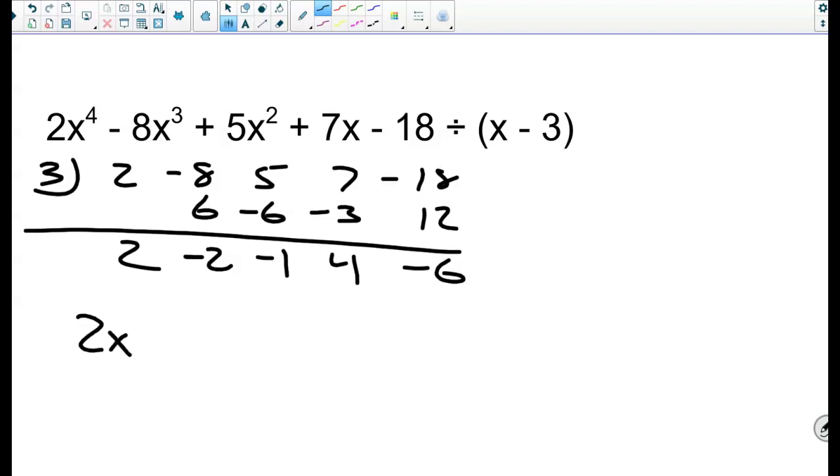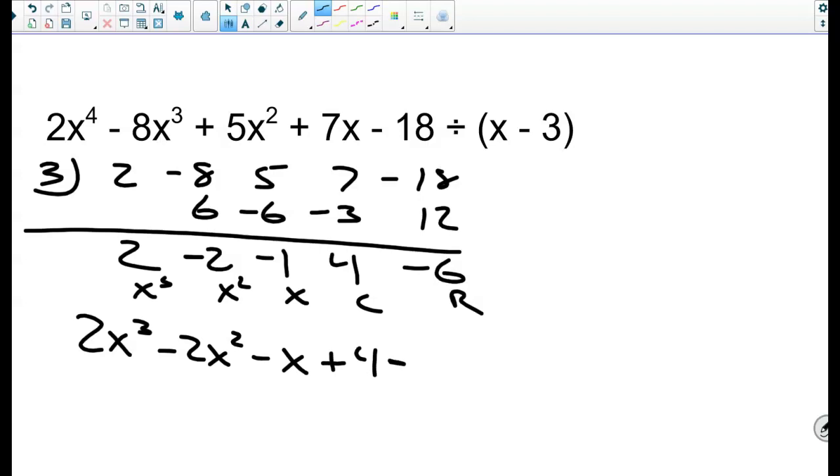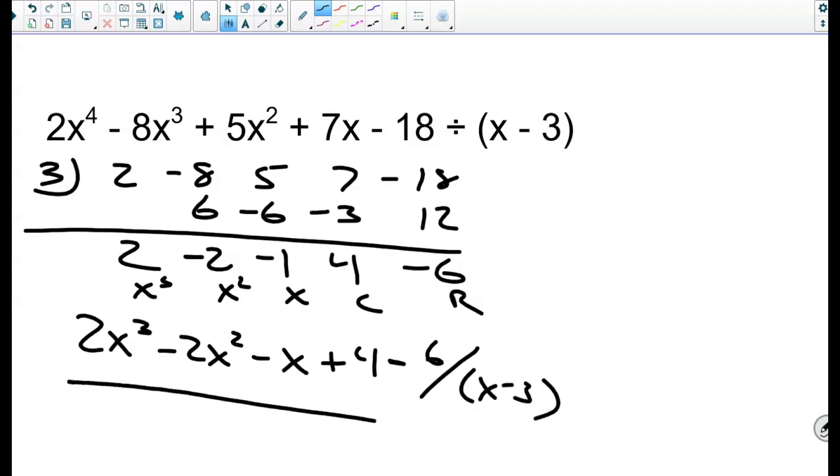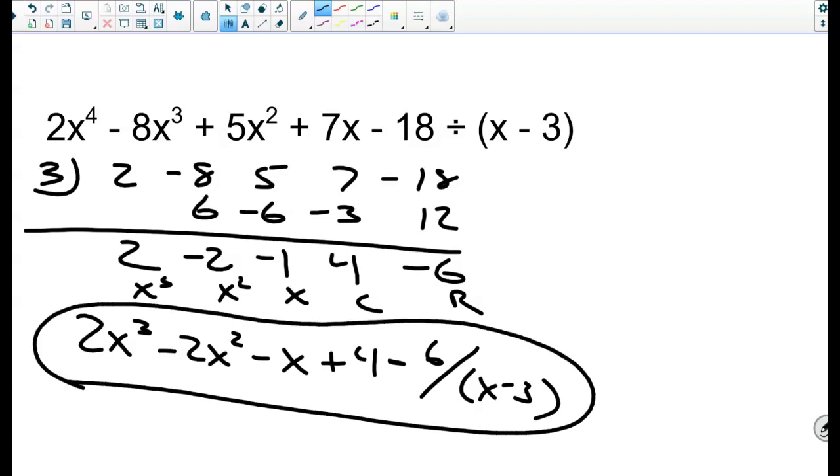Remainder, constant, x squared, x cubed: 2x cubed minus 2x squared minus x plus 4 minus 6 over an x minus 3. And there's our answer.